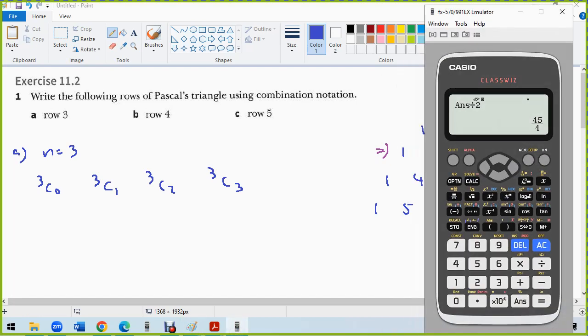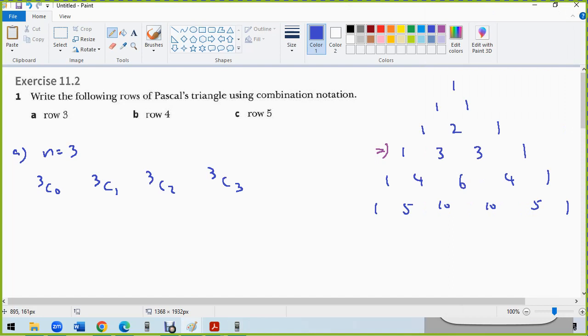Okay, in the calculator, 3C0 is 1, and then 3C1 is 3, and then 3C2 is 3, and 3C3 is 1 also. So this 1, 3, 3, 1 is actually 3C0, 3C1, 3C2, and 3C3. And for row number 4, okay, it will be this one. This is row number 4, so it should be 1, 4, 6, 4, 1. So we have 4C0, 4C1, 4C2, 4C3, and 4C4.